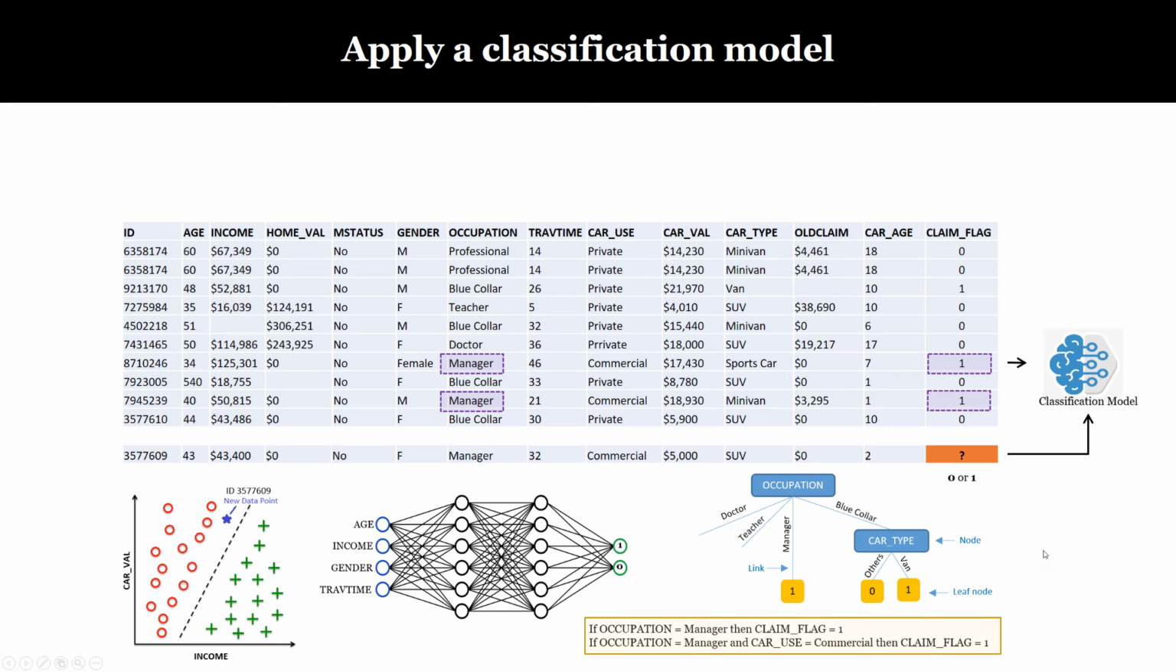And the model could also be just represented as rules, as you can see here. If occupation is manager, the claim flag is always 1, right? Or it could be something like this. If occupation is manager and the car use is commercial, then the flag will be 1, or the class will be 1 in this case. Okay? So this is a quick overview of how the model looks from inside before we apply it.